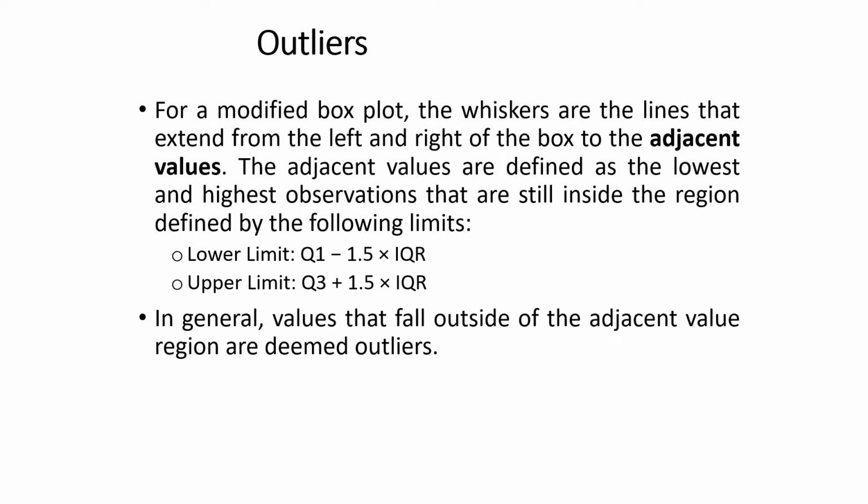In the modified box plot, the whiskers are the lines that extend left and right from the box to the adjacent values, and the adjacent values are defined as the lowest and the highest observations that are still inside the region. To define the limits, for the lower value we need to subtract 1.5 times IQR from quartile 1. So the value is 1.5 here compared to the previous one. The upper value for quartile 3 is plus. So the formula here is a little bit different. In general, values that fall outside the adjacent value region are mild or extreme outliers.